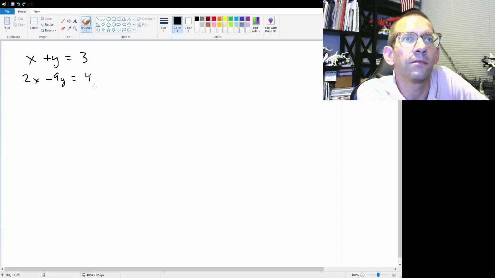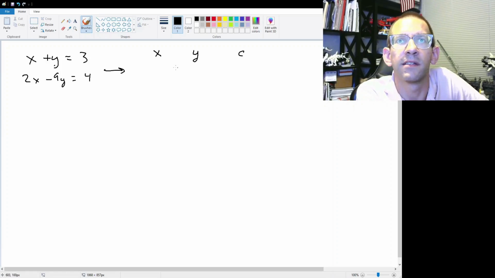What you could do is go ahead and turn this into a table. You have your variables, and then this is going to be your constant. And you have 1, 2 for x, and then 1, negative 9 for y. And your constants on the other side are going to be 3 and 4. Another way you can write this.